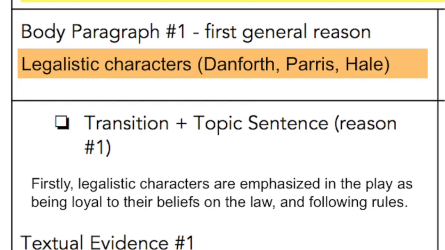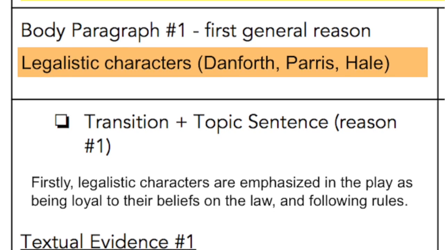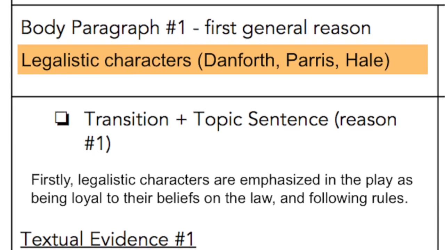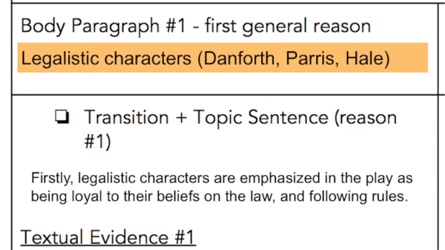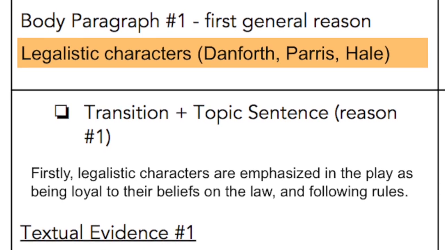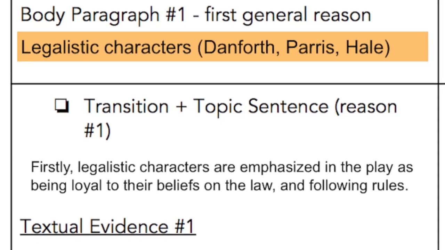Now let's look at my textual evidence and planning. I have decided to write my first body paragraph on 2 characters who are legalistic, Danforth and Hale. However, I plan on differentiating how their legalism leads them to ethical dilemmas. Danforth doesn't get swayed by the ethical problems of continuing on with the hangings. He would rather follow the court system and rules.